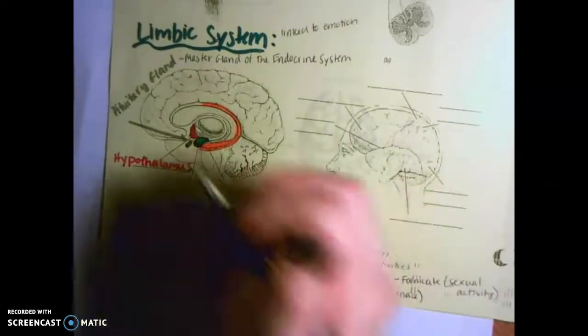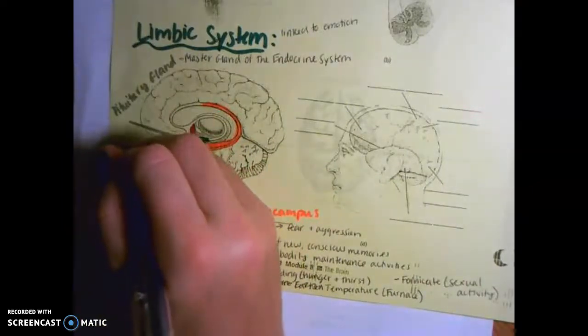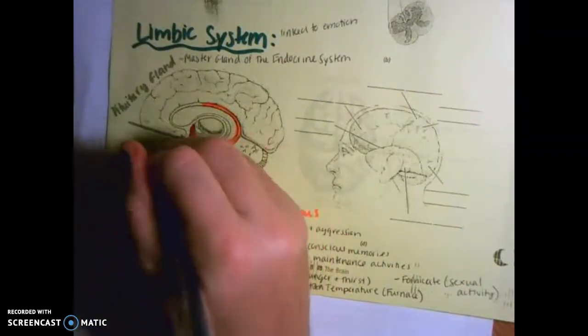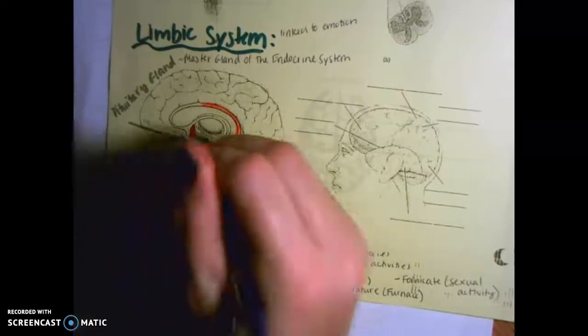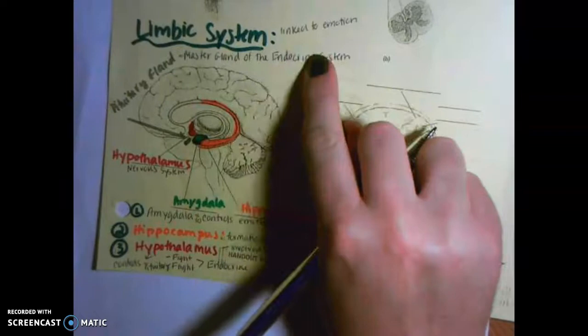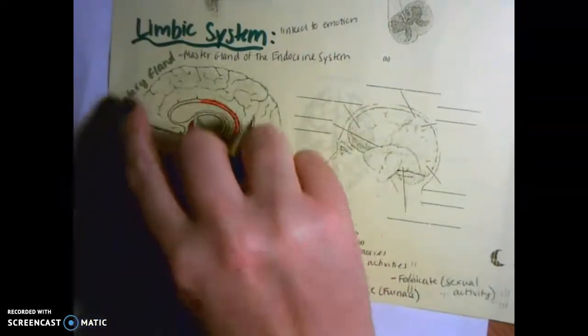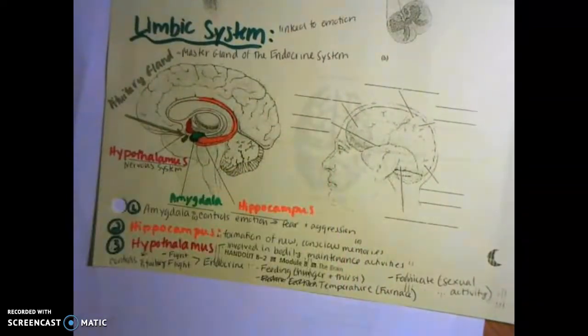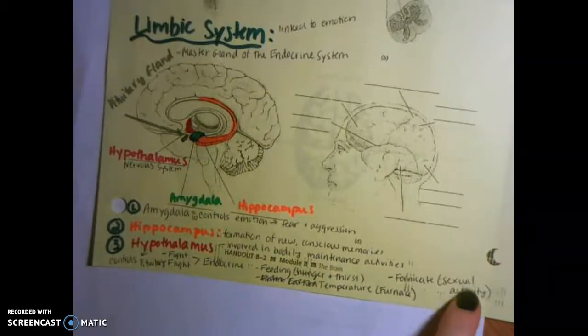So the hypothalamus is part of your nervous system, right? And I went over this before in a different video. It's part of your nervous system, and the way that your nervous system interacts with your endocrine system is through the pituitary gland, right? So these two things have to talk with each other, okay? So the hypothalamus, once again, controls food, right? Hunger and thirst, your body temperature, and sexual activity.